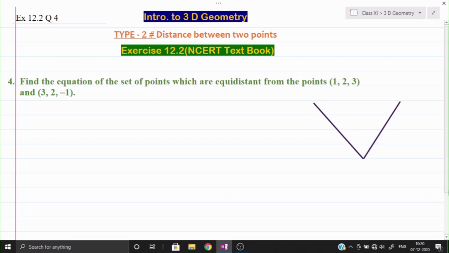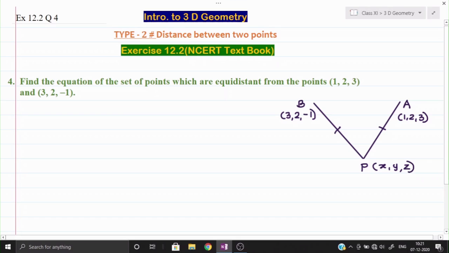Okay, so see, suppose I say this point is P and we have two given points A and B. Point A coordinate I am supposing here as 1, 2, 3 and B coordinate we have given here as 3, 2, minus 1. And we have given one more thing, the lengths PA and PB are equal. And point P coordinate I am supposing here as x, y and z. So we have to find the equation in terms of x, y, z which will satisfy this condition.